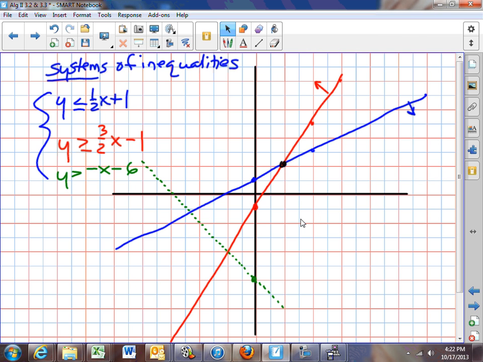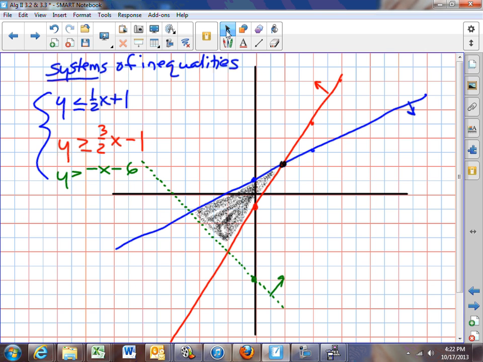Now, if you ask yourself, does 0, 0 make this one true? Yes, it does. So we want this side, we want the side that contains the origin. And now, to shade this region, we'll just keep this color here. I don't know what color crayon that is. And this is the region that is the solution of that system of 3 simultaneous linear inequalities.